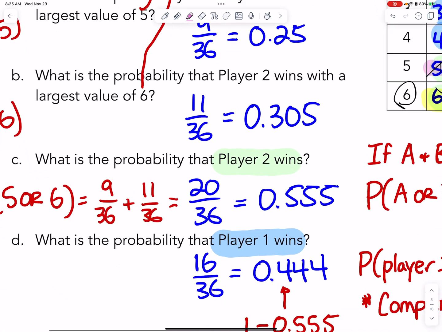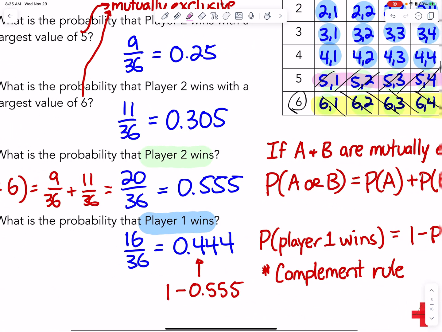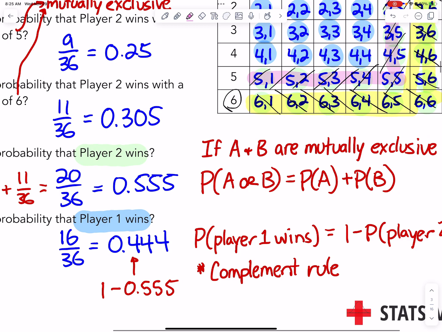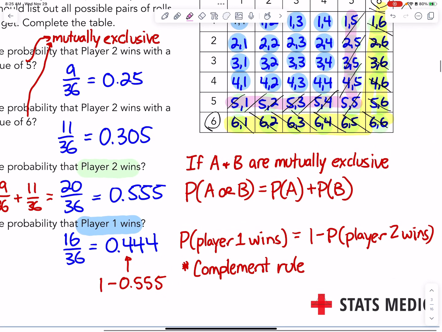All right, and then player 1 is called the complement of player 2 because it's the opposite. If player 2 doesn't win, then player 1 wins. And so that's 1 minus what player 2 wins, which is about 0.44. Now, I know you see 0.44 plus 0.55 is equal to 0.999 and not 1, but it's really, really close, and it's just a rounding issue.